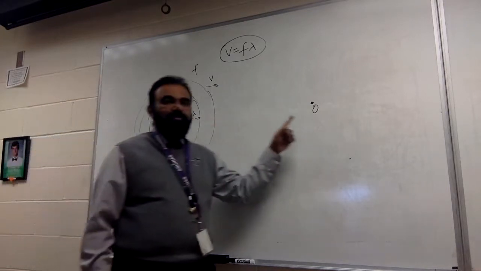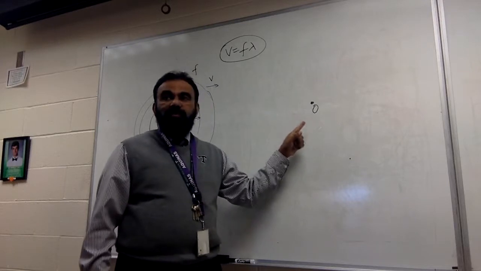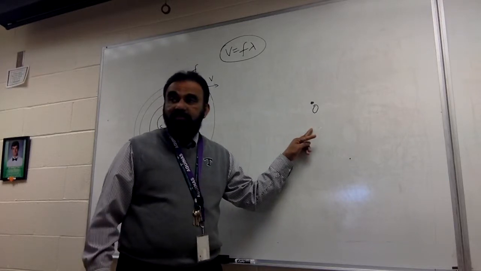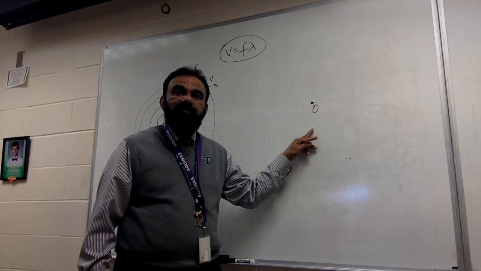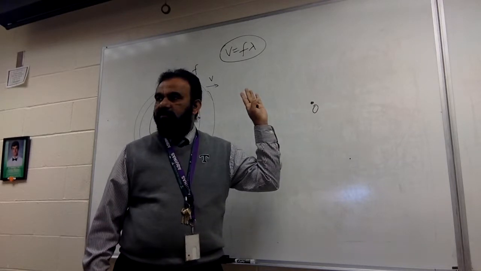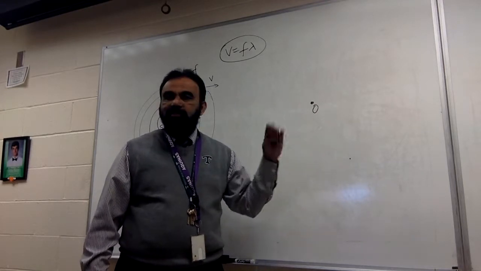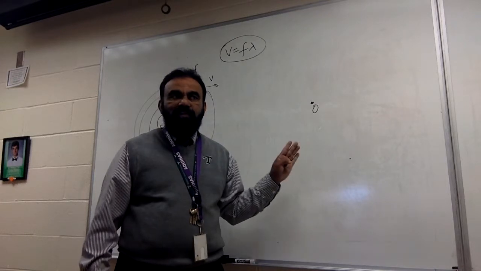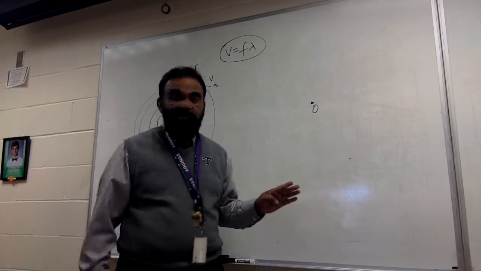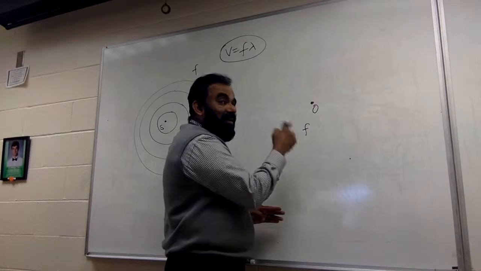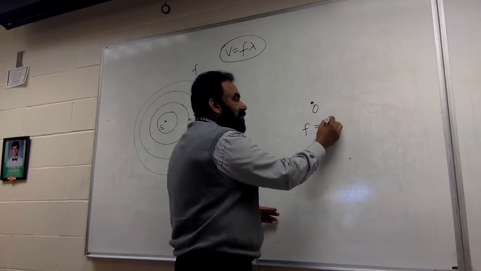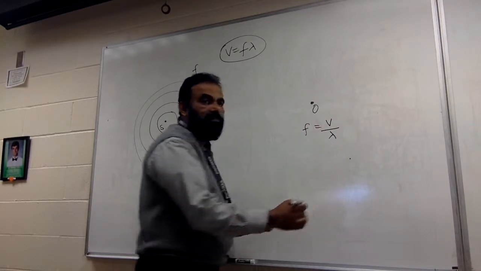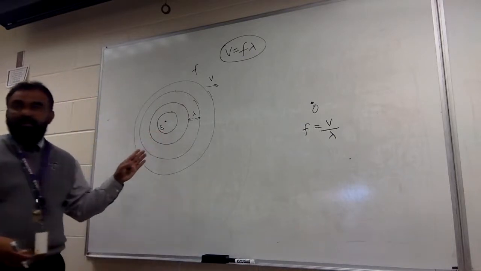So now let's go to the observer. Is the observer receiving these waves? At what speed? At the same speed. At what frequency? At the same frequency. And at what wavelength? At the same wavelength. Therefore, the frequency heard by the observer is V over lambda, the same frequency as what is sent by the source.